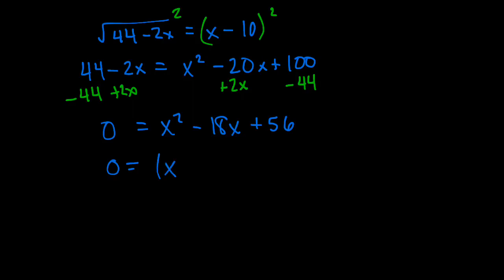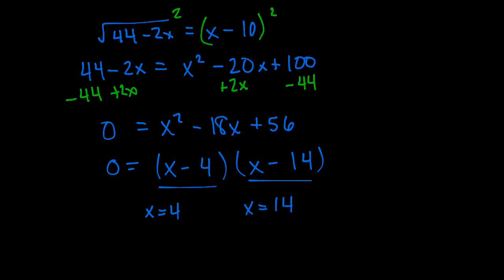So we have x and x. We need to multiply to a positive, add to a negative. So both have to be negative. It's anything that multiplies to 56 and adds to 18. If you think that one through, it looks like 4 and 14. 4 times 14 is 56. Add those together and we do get 18. So from each of these factors, we get x equals 4 and x equals 14.